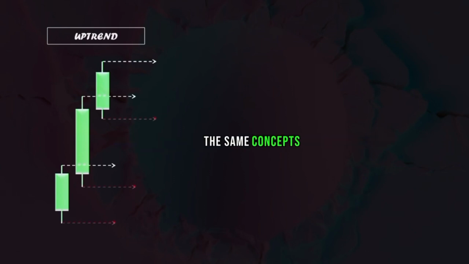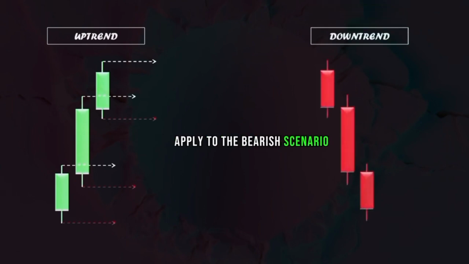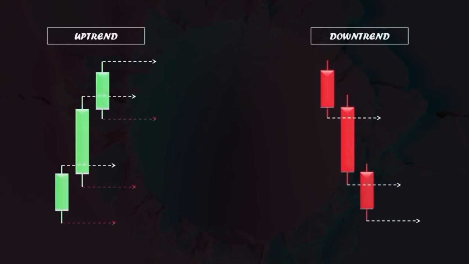The same concepts apply to the bearish scenario. A candlestick-based downtrend is characterized by a pattern in which the price action produces consecutive bearish candles, with each candle exceeding the lowest point of the previous one, signifying strong downward momentum. In a single bearish impulsive movement, it is crucial that the highest point of each candle remains equal to or lower than the highest point of the previous candles.